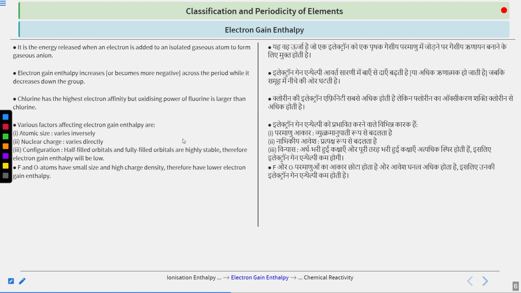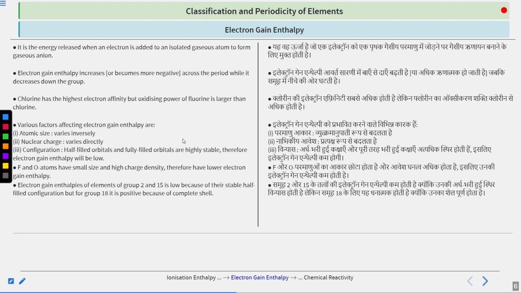Clear? Okay. Last one. The electron gain enthalpy of group 2 and group 15 is low because of the stable half-filled configuration, but for group 18 it is positive because of the complete shell. So it is low for 2 and 15, but it is highly positive for group 18 because it has a complete configuration, right? A complete octet is much more valuable than your half-filled or full-filled case.